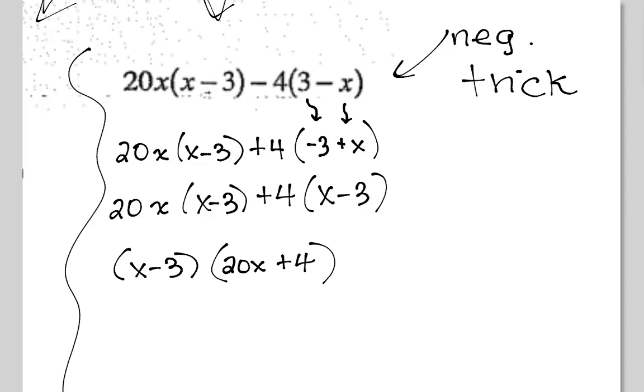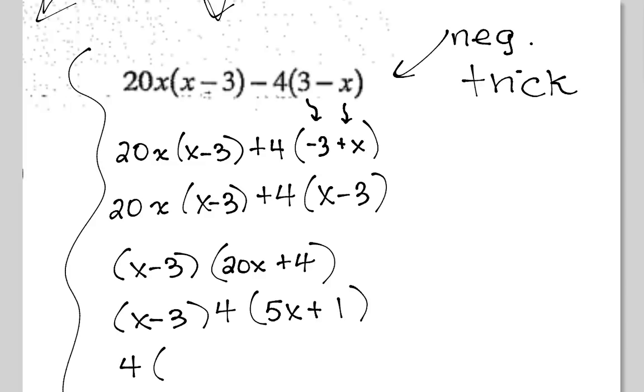So what could I take out of that? A 4. What would be left? 5x plus 1. Very nice. And then I'm just going to rewrite it to make it look cuter. The coefficients typically go off to the left.